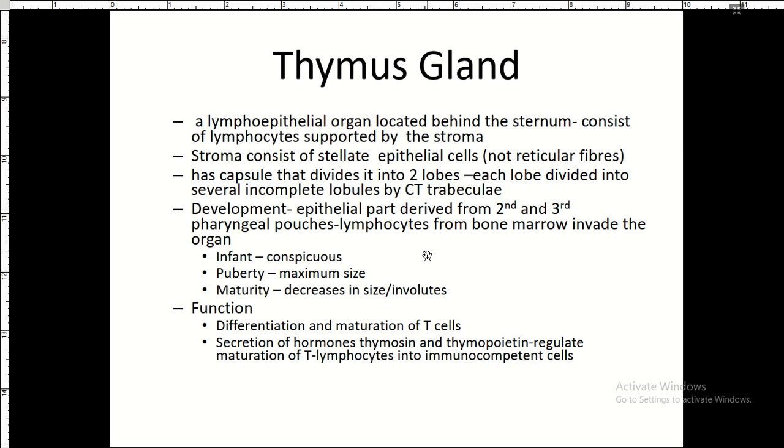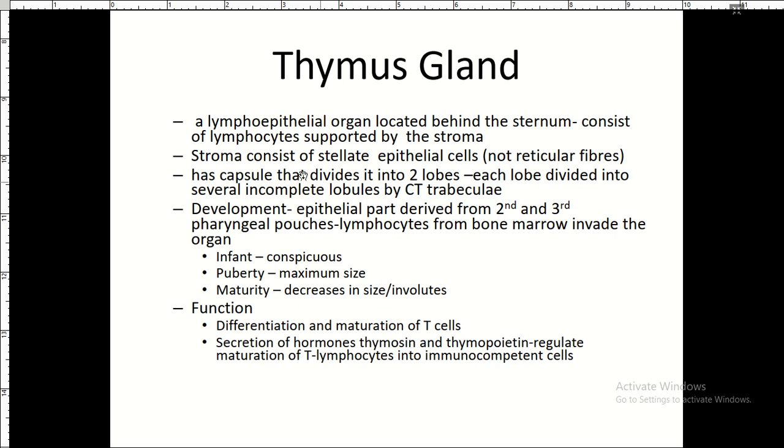So it is said to be a lymphoepithelial organ because it has dual origin. We're going to talk about that. It has a lymphoid portion and an epithelial portion, so you need to understand where the lymphoid is coming from and where the epithelial is coming from.